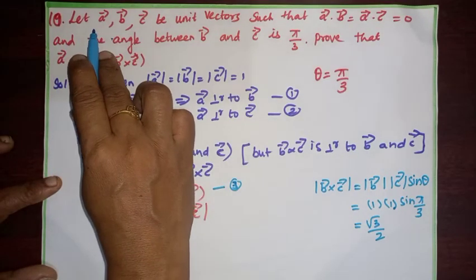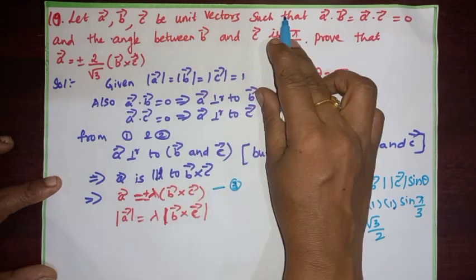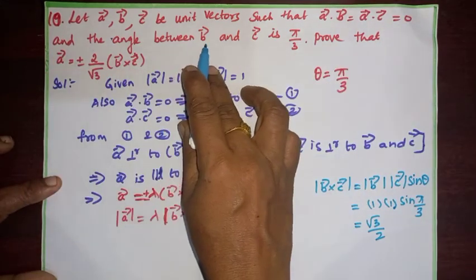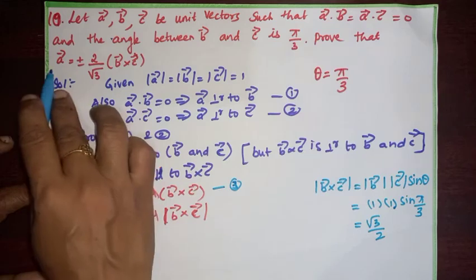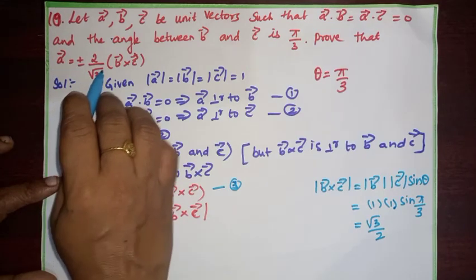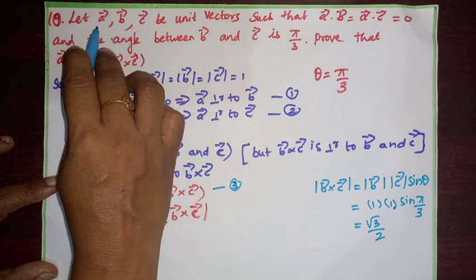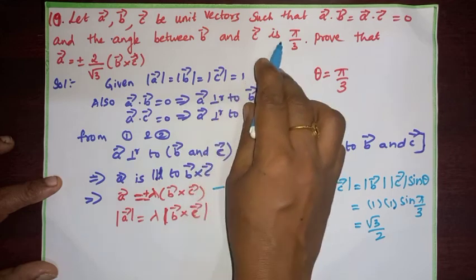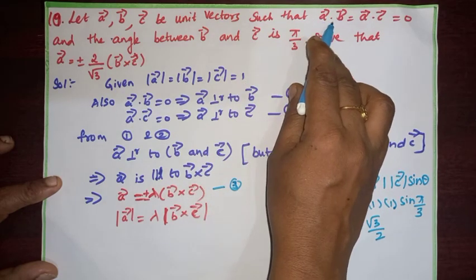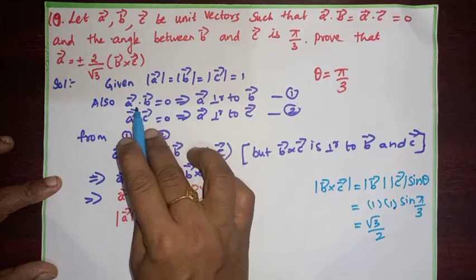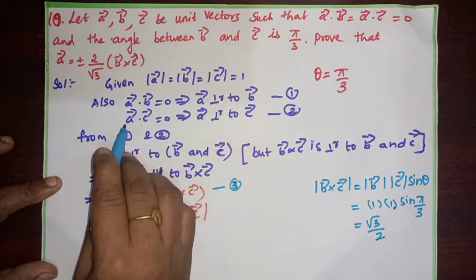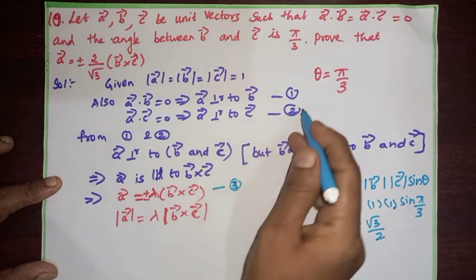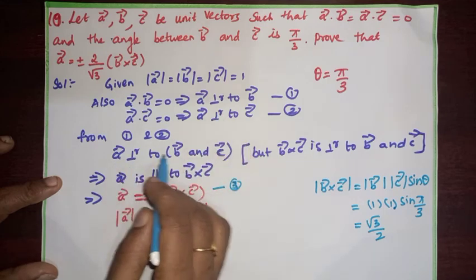Question number 10. Let vector A, vector B, vector C be unit vectors such that vector A dot vector B equal to vector A dot vector C equal to 0 and the angle between vector B and vector C is pi by 3. Prove that vector A equal to plus or minus 2 by root 3 vector B cross vector C. Given magnitude of A vector, magnitude of B vector, magnitude of C vector as 1 and theta value as pi by 3, and also A dot B vector is 0, which implies vector A is perpendicular to B. Similarly, vector A dot vector C equal to 0, which implies vector A perpendicular to vector C. From 1 and 2, vector A is perpendicular to B and C.